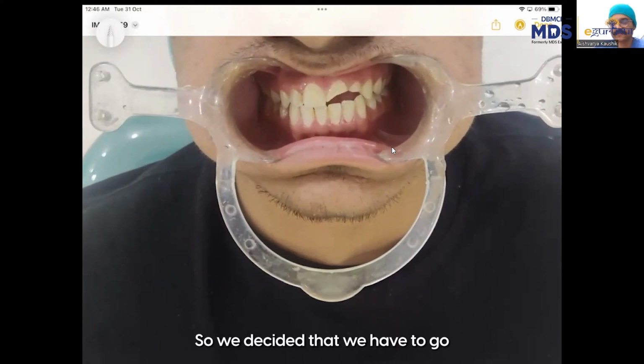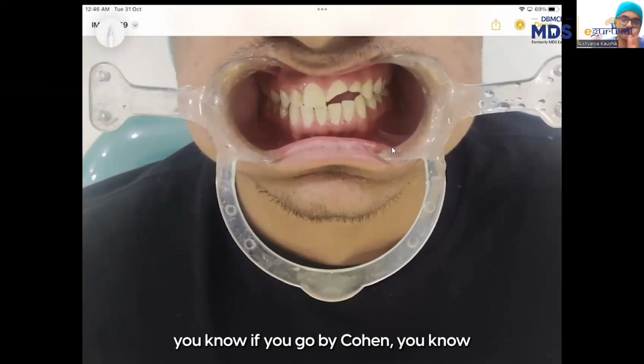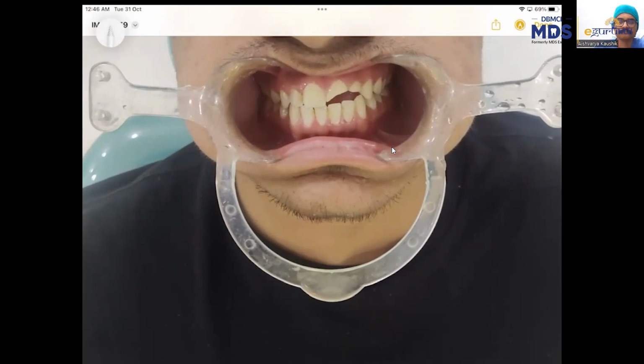So we decided that to provide a definitive, long-lasting treatment to this patient, you have to go for a full coverage crown in both the teeth. On top of that, because the residual tooth structure remaining is so little, you have to restore it with a post and core. Because as you know, if you go by Cohen, if there is extensive damage and less than 50% of the tooth structure remaining, you have to go for a post and core. In order to do a post and core, you have to do a root canal treatment, isn't it? No harm in doing it. You have an exposed Ellis class 3 type of situation, even though this is a mature tooth, guys.